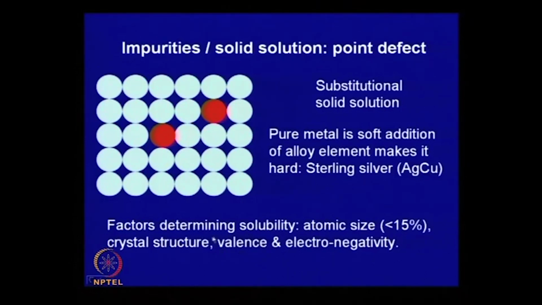Another important factor is the valency. If the valencies are different, in that case there will be a tendency to form compound. So, if the two elements' valencies are different, instead of forming a random mixture of the two, you will try to form an ordered phase, or in extreme case it can form a compound. Similarly, electronegativity is also quite important.